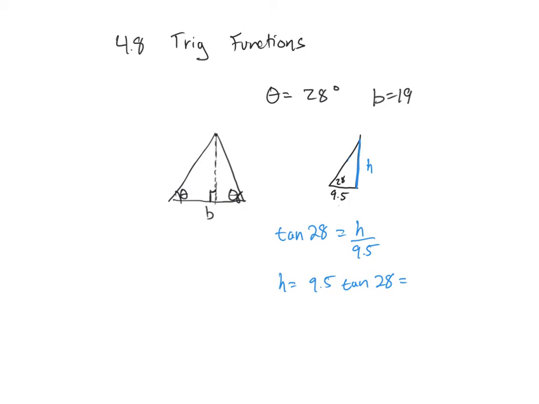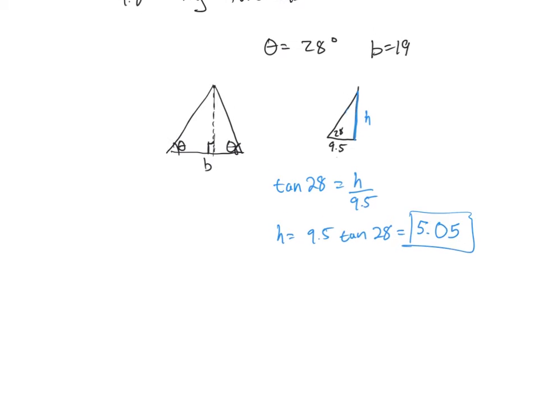Make sure you have your calculator on degrees and no longer radian. So tangent of 28 times 9.5. It gives me around, they say round to 2 decimal places, so 5.05 will be our answer here. 5.05 is our altitude. Okay, let's do another example.